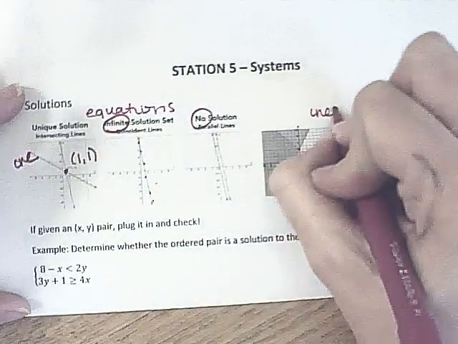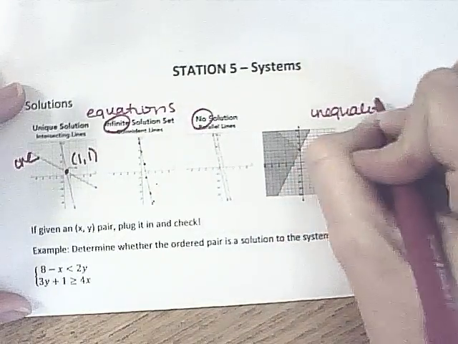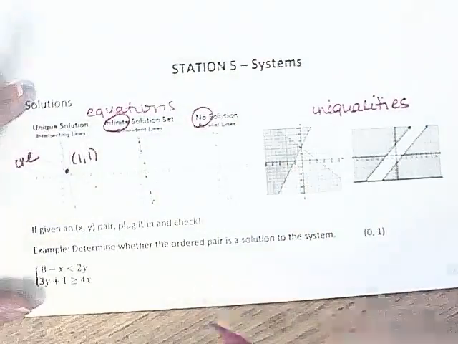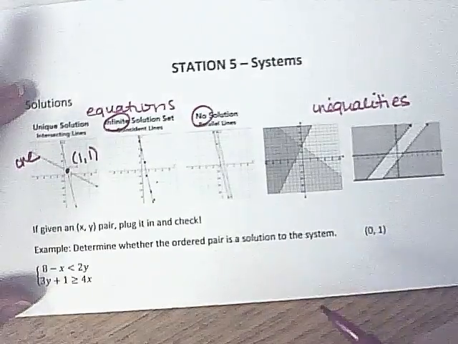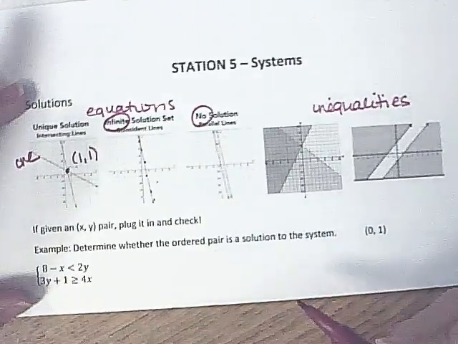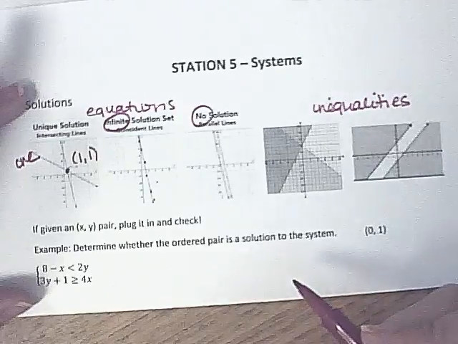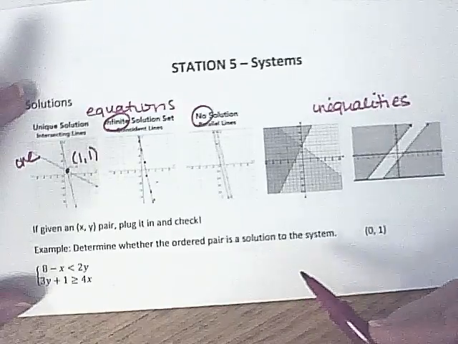If we're talking about inequalities, we have two different scenarios that can happen. I'm going to graph each of the lines. Remember, you have to think about, is it a solid line? Is it a dotted line? Do I shade above or do I shade below? And all of that's important. We'll review it in a moment.